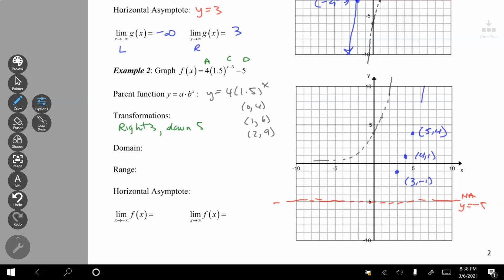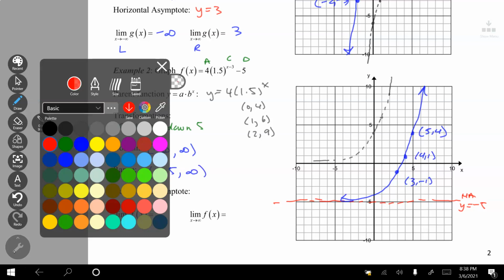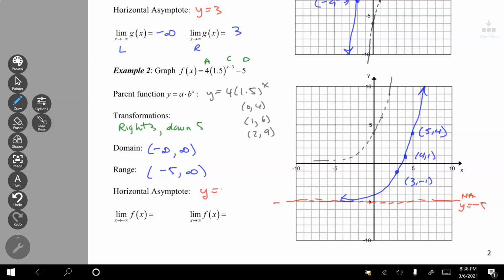We basically draw the same shapes I did earlier. And there's the new graph that I really wanted. Again, my domain is all real numbers. My range is now from negative 5 to infinity. My HA is y is equal to negative 5. The left side of the graph is leveling off to negative 5. And the right side of the graph is growing all the way up to infinity.